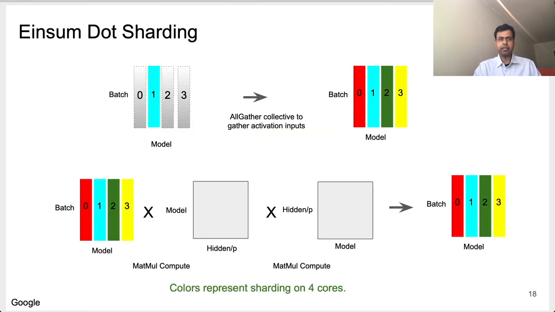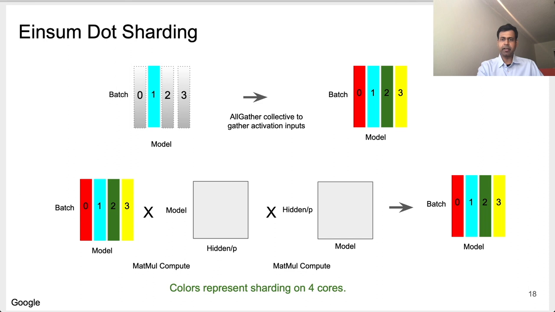So how are the dot einsums, which is a very popular matrix multiplication operation for transformers, split and parallelized? This is actually shown in the first picture. Here we have a batch times model matrix, which is distributed across four workers, marked 0, 1, 2, and 3. In this case, we are looking at worker 1. What we do first is an all-gather to accumulate the inputs, and we get the entire batch times model matrix.